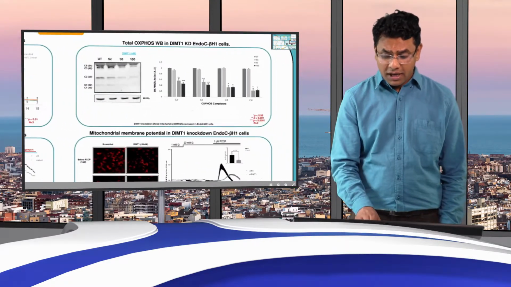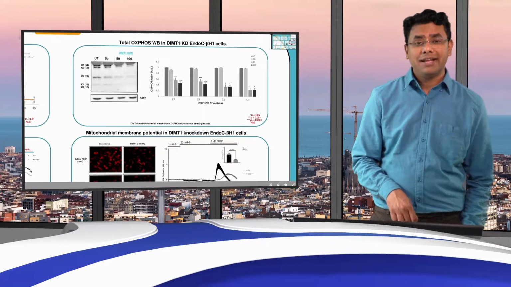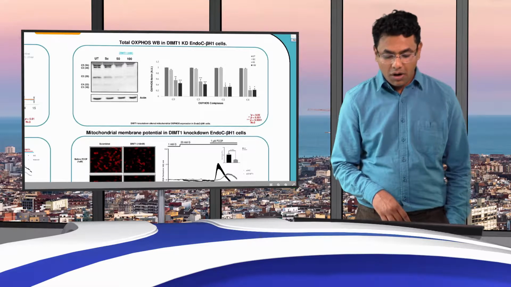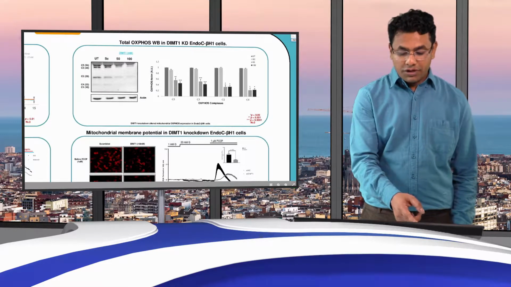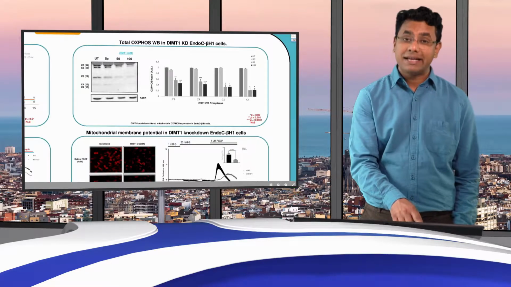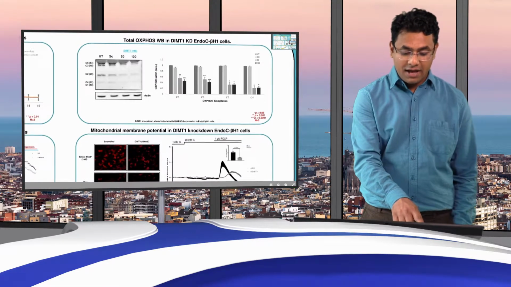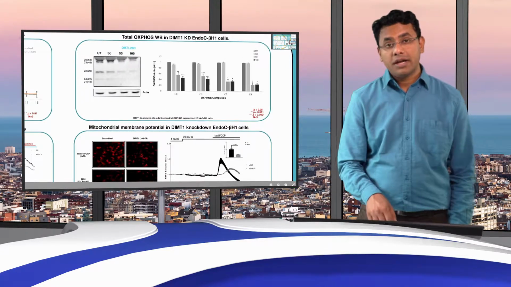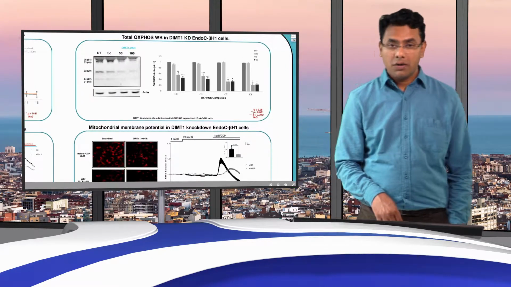To move further, we also checked the protein expression of the electron transport chain system of the mitochondria, and we saw that there was a remarkable decrease in the level of these complexes in the mitochondria. As you can see, C5, C3, C2, C4, all were down-regulated in the DIMT1 knockdown cells.